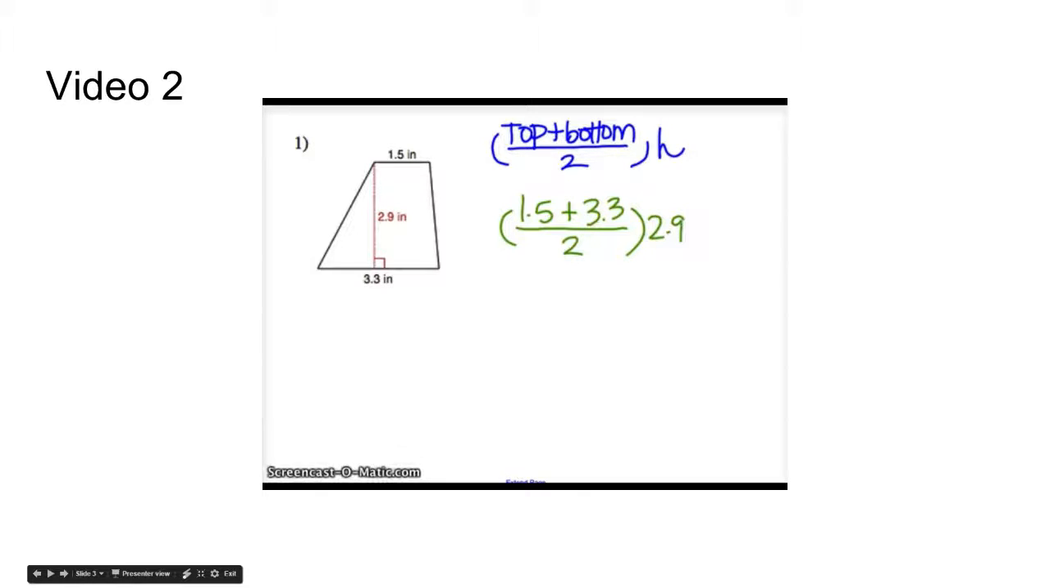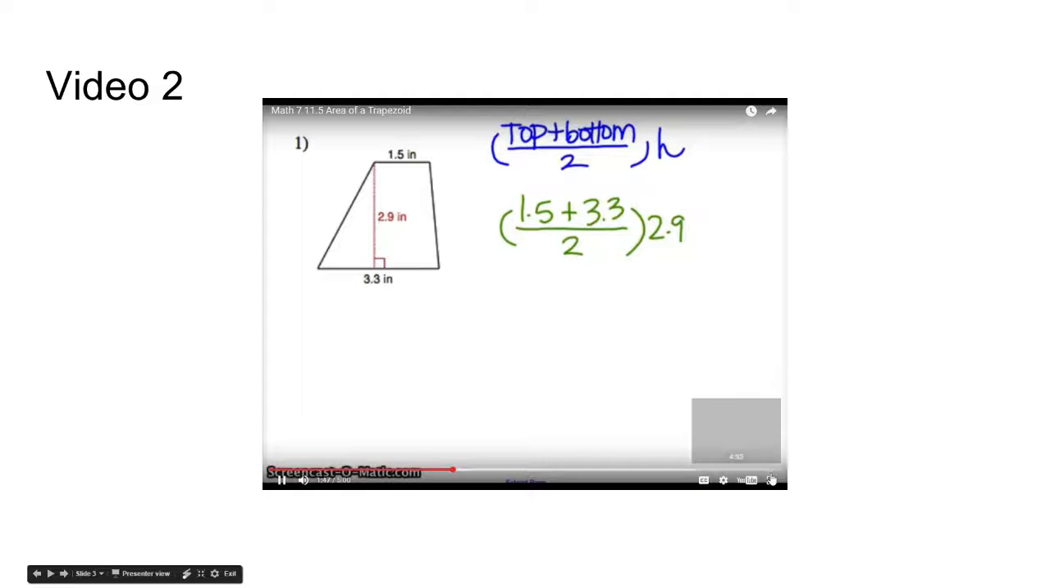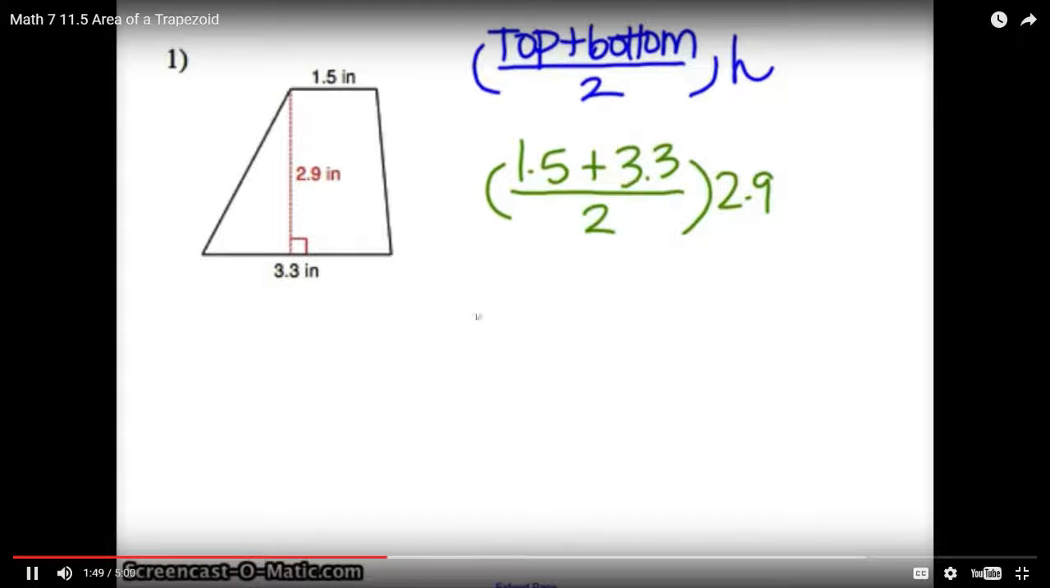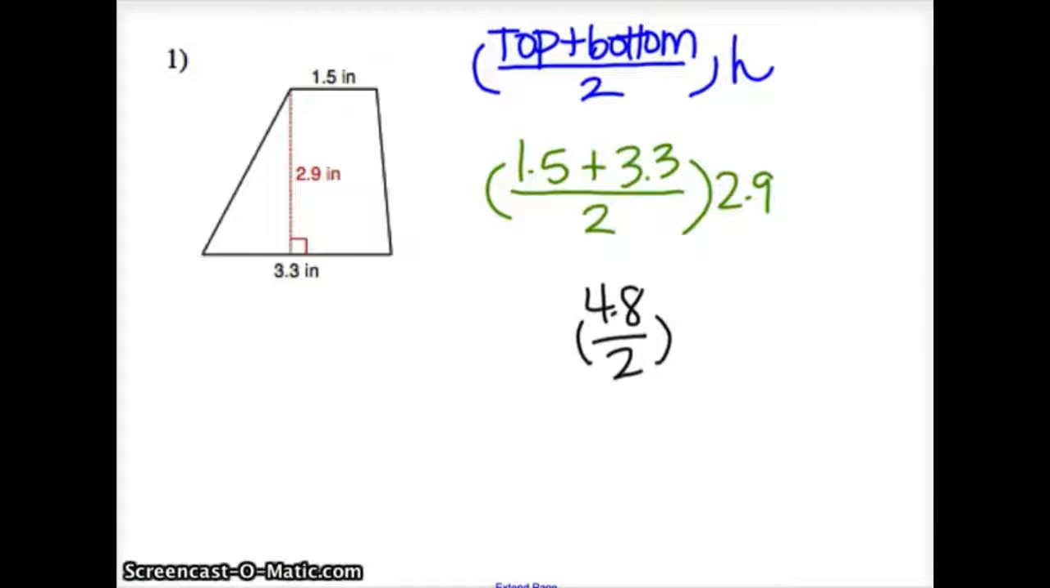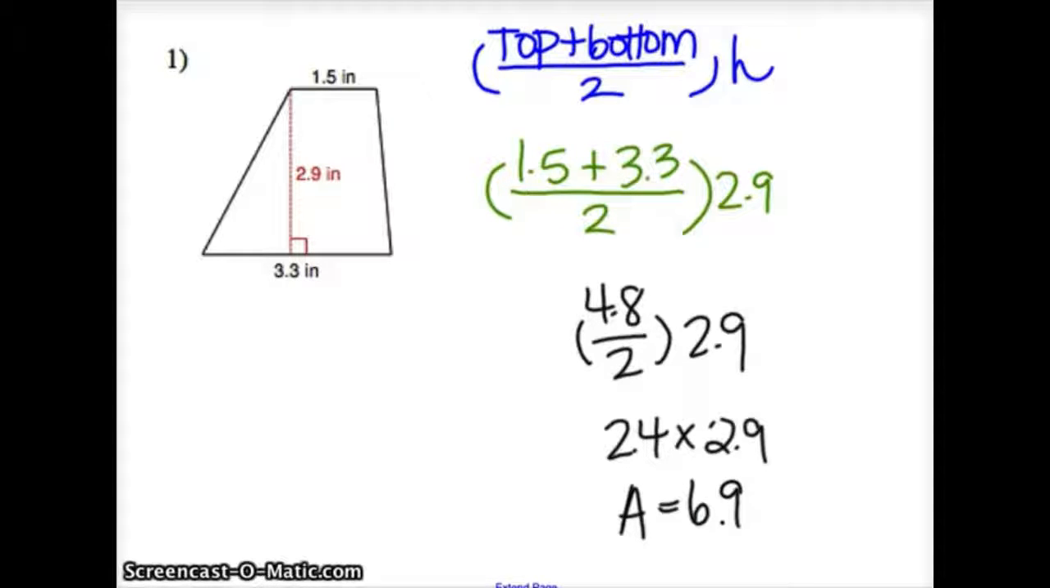I'm going to do the top of my fraction first. So I am going to add together 1.5 plus 3.3, and that equals 4.8. And then I'm going to rewrite everything else. You have to show your work on these, or else I'm not going to give you credit. So then 4.8 divided by 2 is 2.4 times 2.9, and the area is going to be 6.96 inches squared.